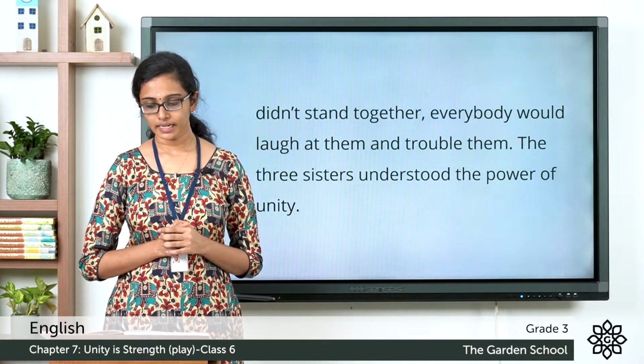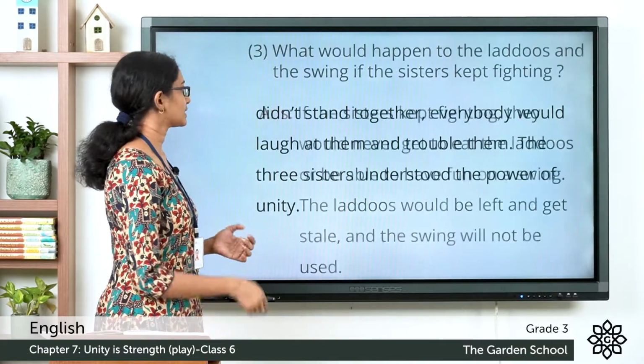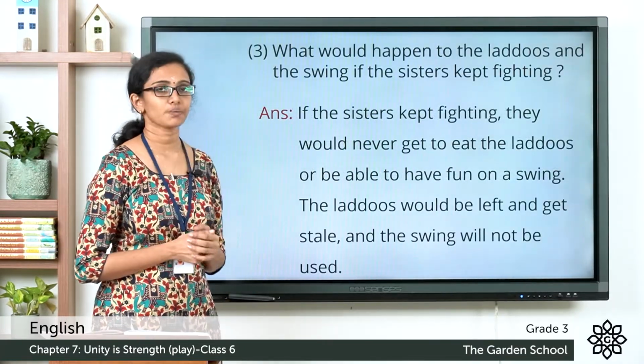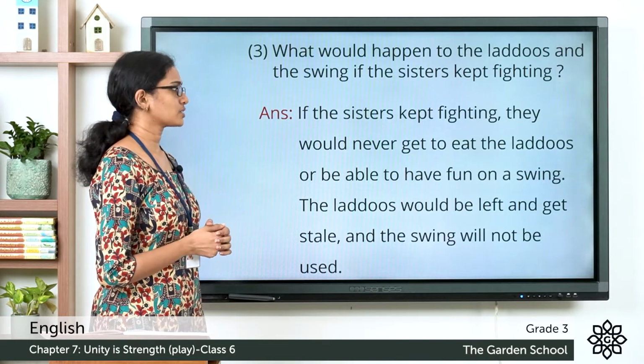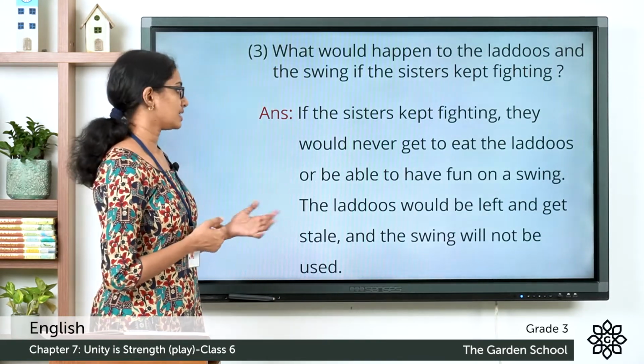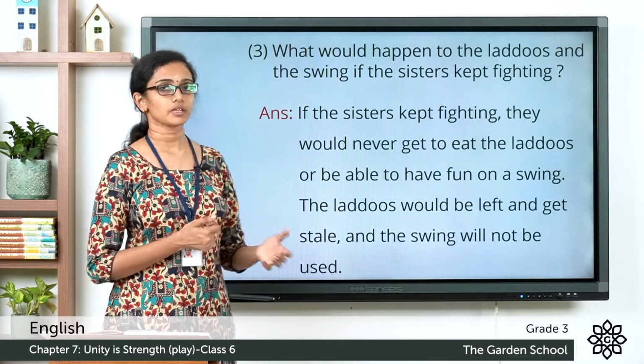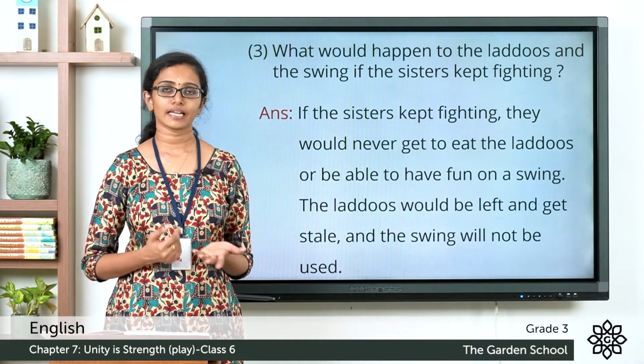What would happen to the laddus and the swing if the sisters kept fighting? Let's see the answer. If the sisters kept fighting, they would never get to eat the laddus or be able to have fun on a swing. The laddus would be left and get stale, and the swing will not be used. Now let's see the next section.